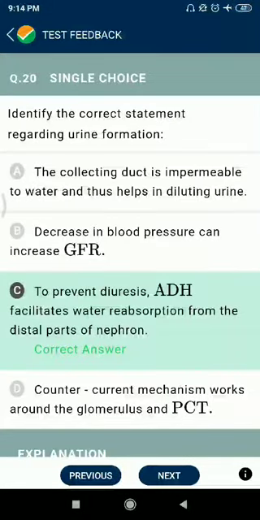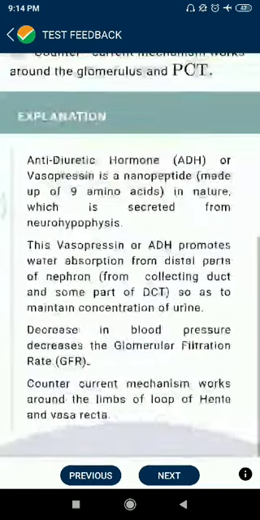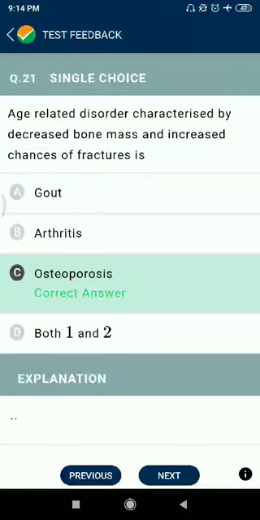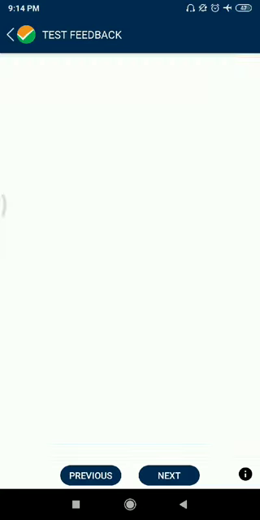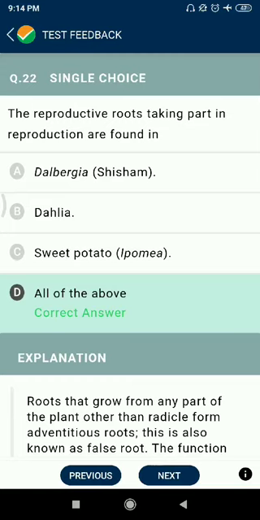Question number 20. Identify the correct statement regarding urine formation. They prevent diuresis. ADH facilitates water reabsorption from the distal part of the nephron. Question number 21. An age-related disorder characterized by decreased bone mass and increased chances of fractures is osteoporosis. Question number 22. The reproductive roots taking part in reproduction are found in legumes, that is Dalbergia sissoo, then dahlia, then sweet potato, that is Ipomoea batatas. All of these are related.